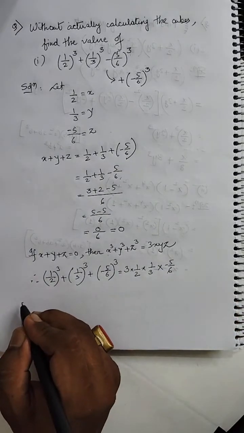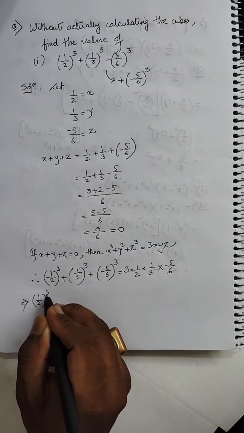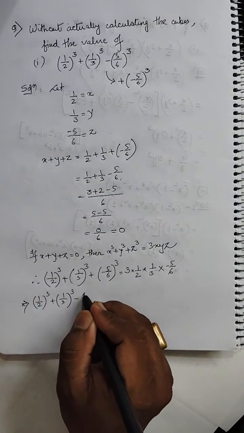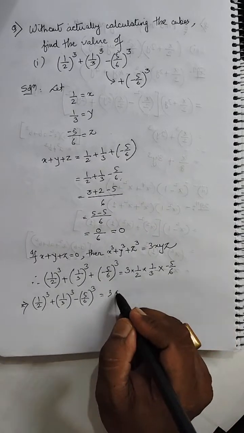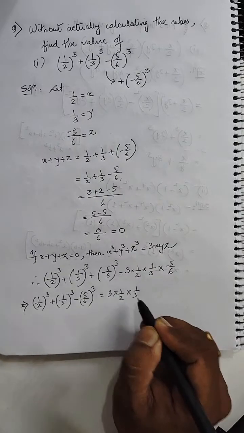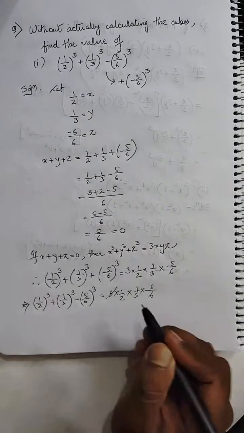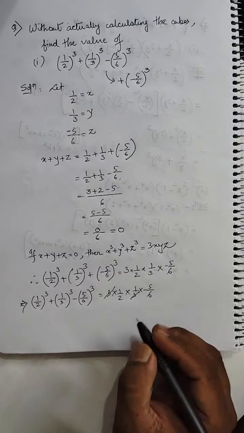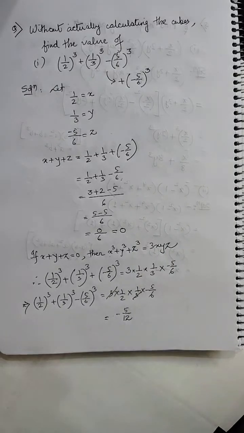Okay. So therefore, half cube plus 1/3 cube minus 5/6 cube is equal to how much? 3 into half into 1/3 into minus 5/6. 3 and 3 will get cancelled. So our answer is minus 5/12. Okay.